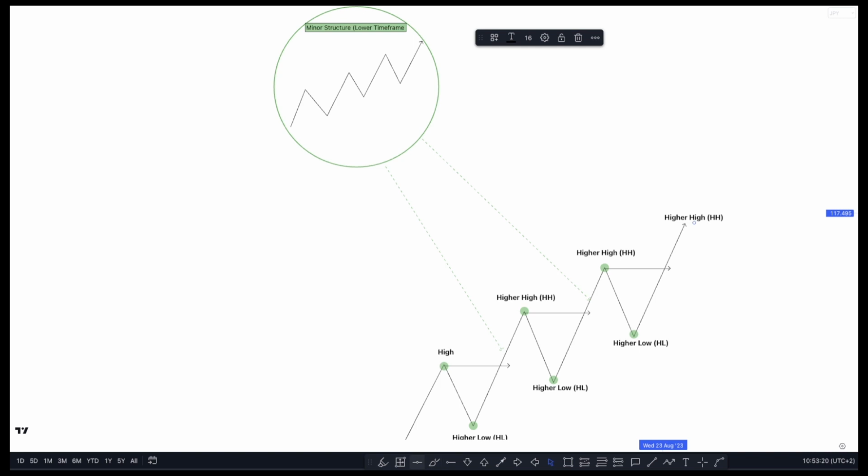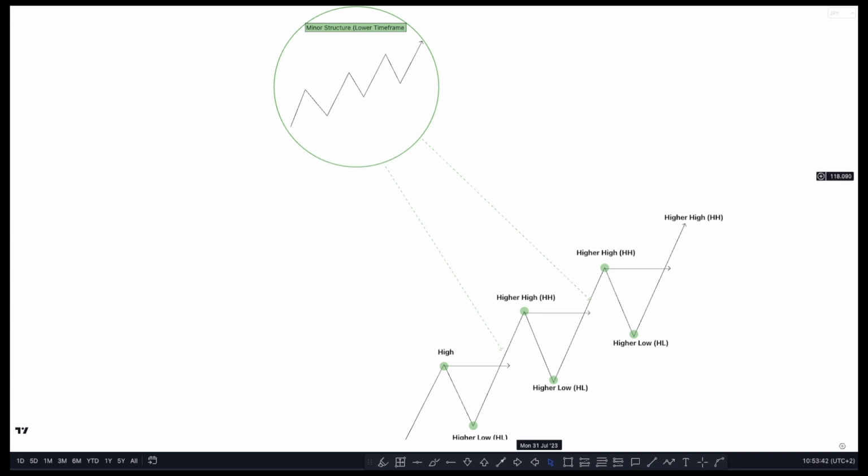Do not stress about the entries at the moment. This is how you just want to be training your eyes to be able to see the structure, or to be able to see the trend as it goes up, and that's more or less it with the bullish trend.